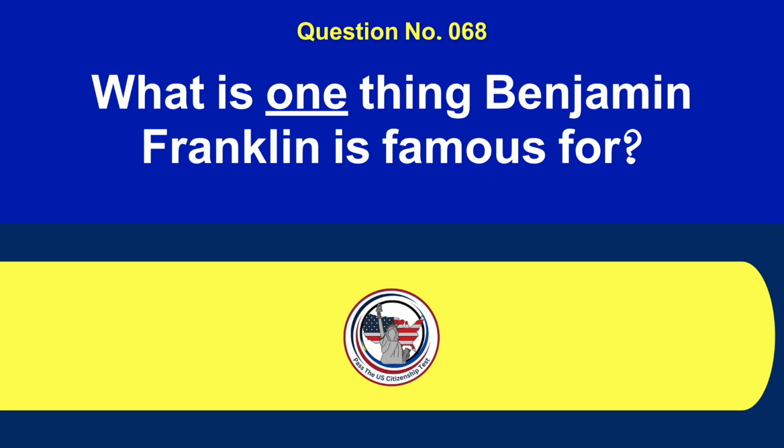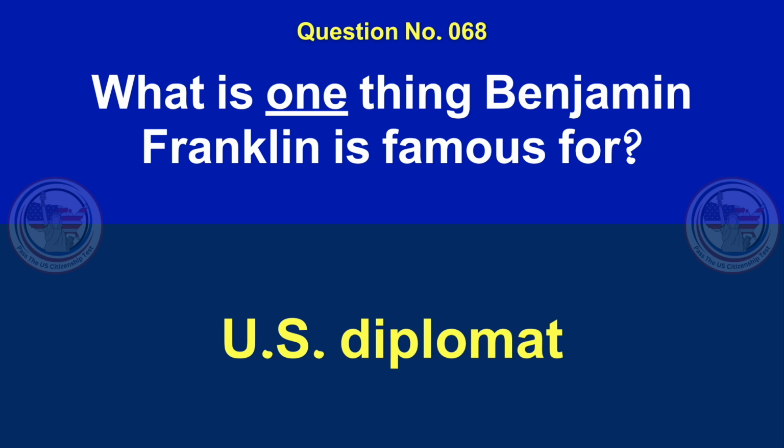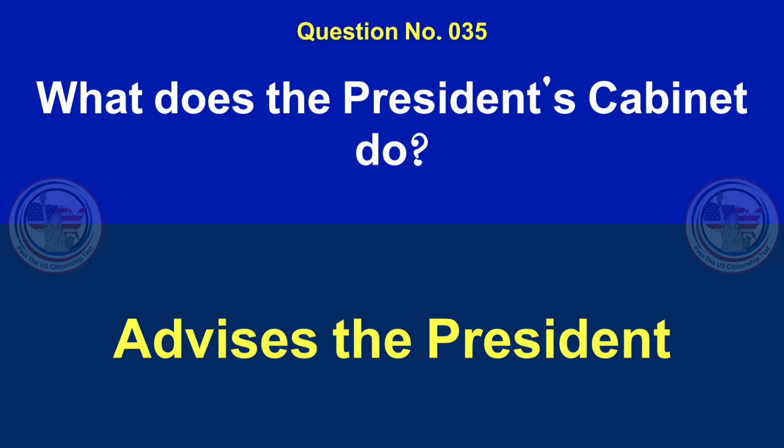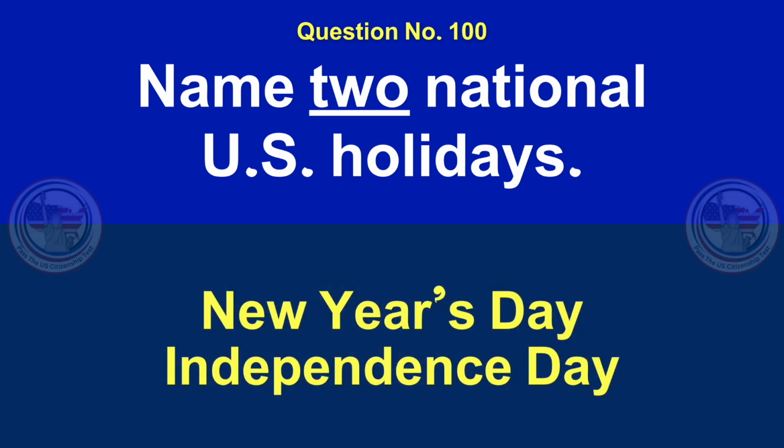What is one thing Benjamin Franklin is famous for? U.S. diplomat. What does the President's cabinet do? Advises the President. Name two national U.S. holidays. New Year's Day. Independence Day.